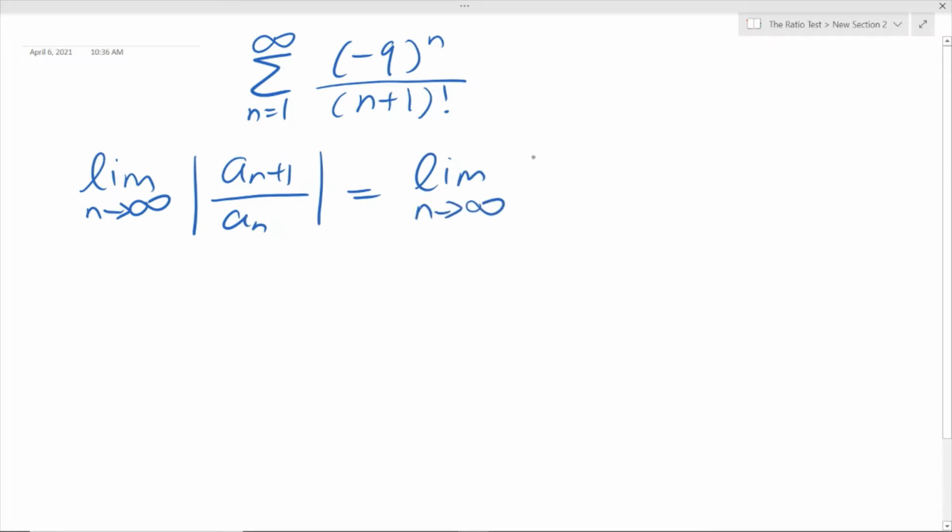Here it's just going to be -9 to the exponent of n plus 1. And here we are going to add 1 to n as well. And then we are dividing by a_n, which is simply this term. This whole thing is our a_n, so we just copy it.